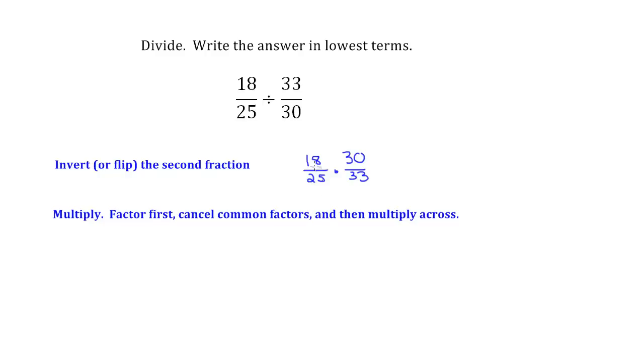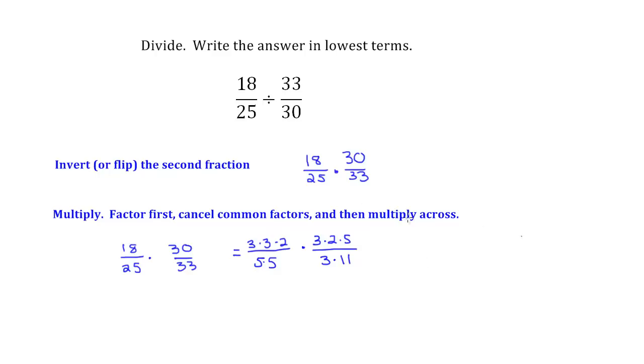So 18 over 25, we're going to factor this first. 18 is 9 times 2, or if we like, we can write that as 3 times 3 times 2. That's what 18 is equal to. And then we have 25. 25 is 5 times 5. Now we have 30 over 33, so let's break down 30. 30 is 6 times 5, and that can be written as 3 times 2 times 5. And 33, that's just 3 times 11. So we've broken these down into factors.